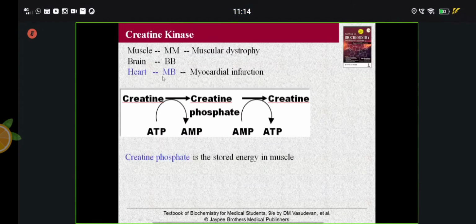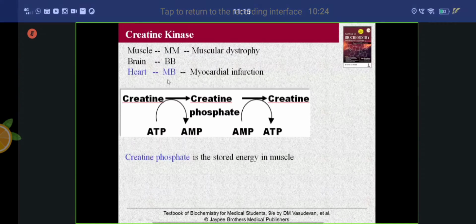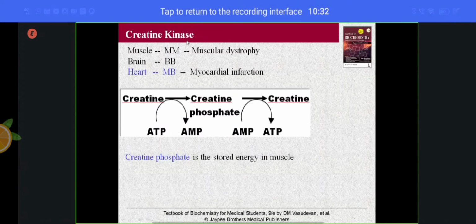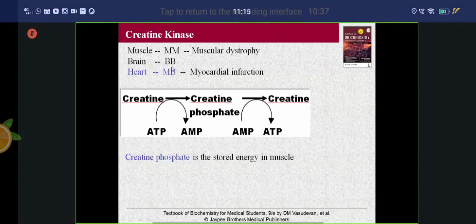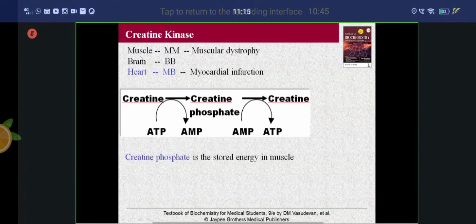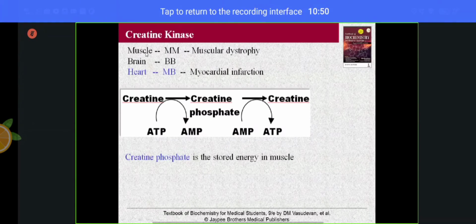Heart. In heart, this is what the cardiologists are interested in. Whenever there is a heart attack, that is myocardial infarction, this particular enzyme is very much activated. This is known as CKMB, creatine kinase MB. These levels are very much elevated. So creatine kinase isoforms are 3. Muscular dystrophy is a disease where the muscle isoform is elevated, and myocardial infarction, that is heart attack, is where the CKMB component is very much elevated.